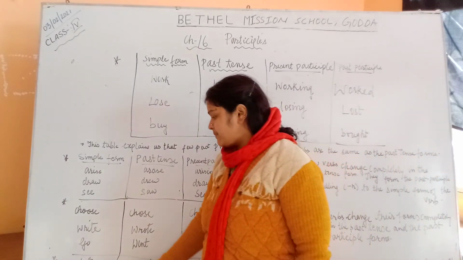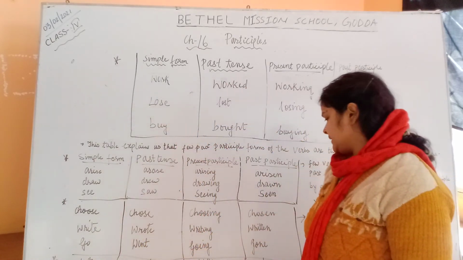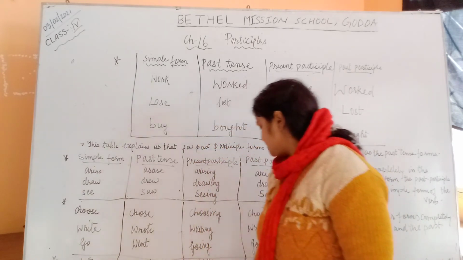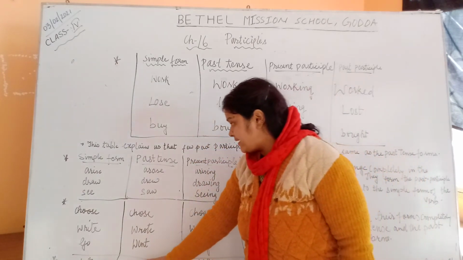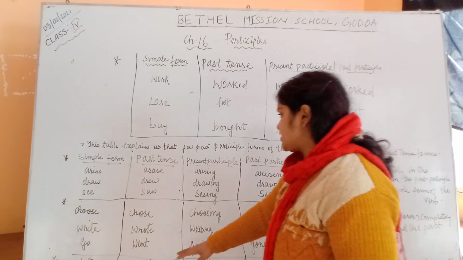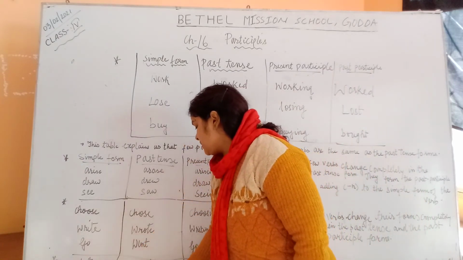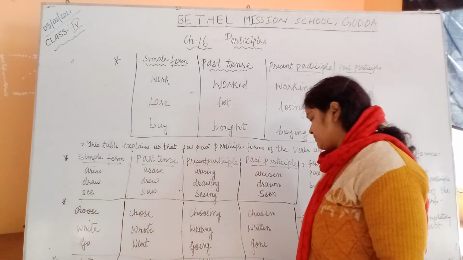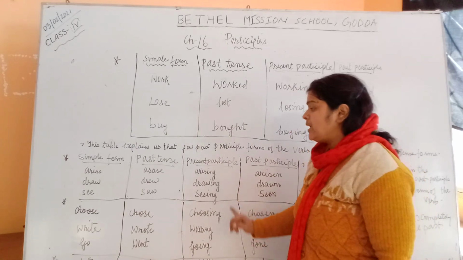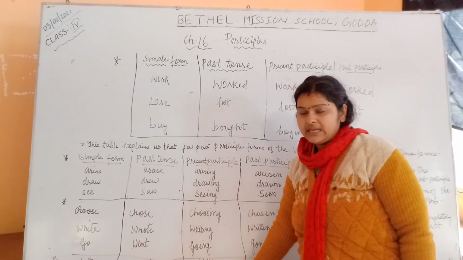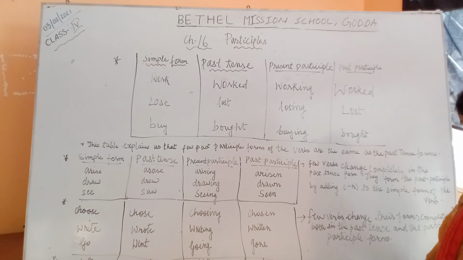In the last table, hit, hitting, hit. Beat, beating and beat. Here what is happening? The verb is not changing at all in the simple form, in the past tense and in the past participle, but it is only changing in the present participle form by adding ing. Some verbs do not change their form both in the past tense and past participle.